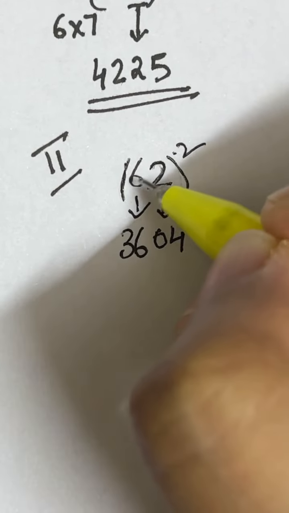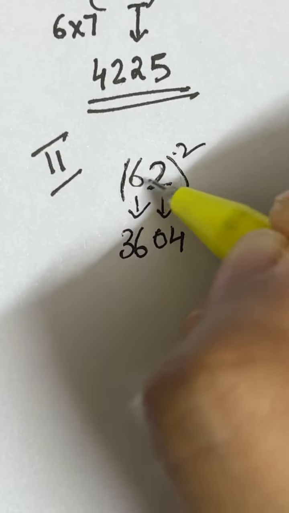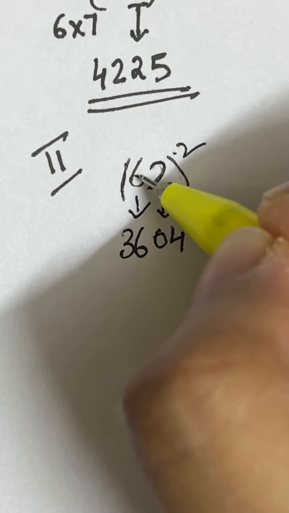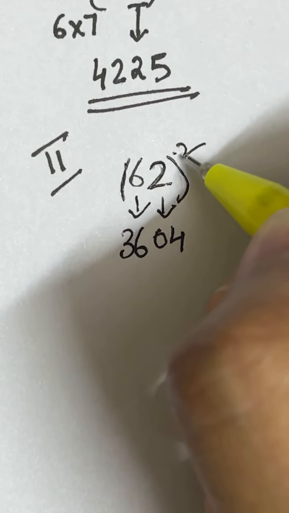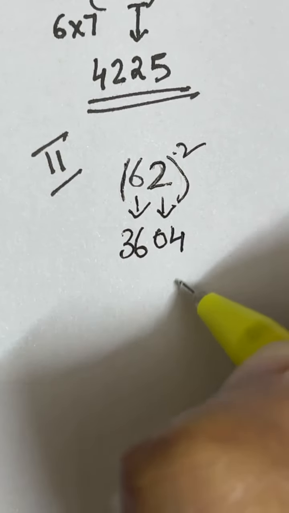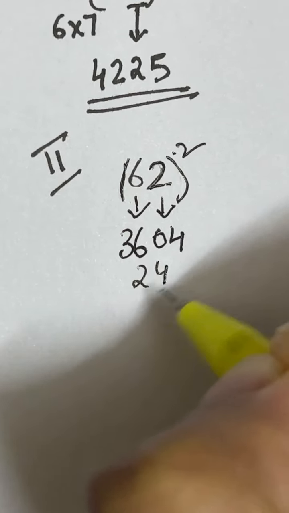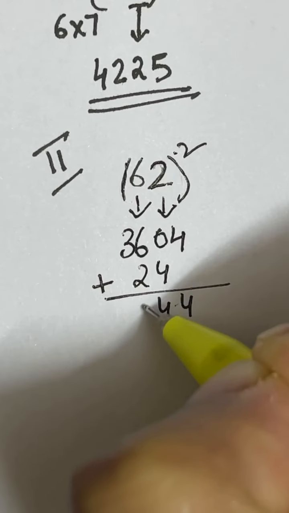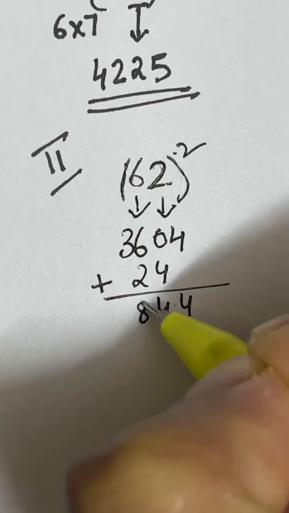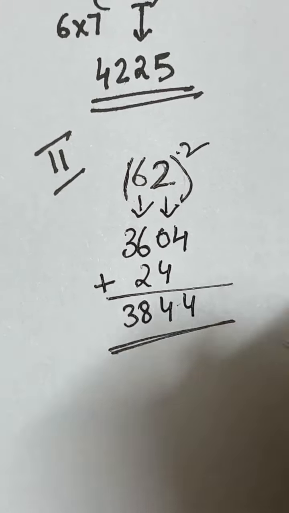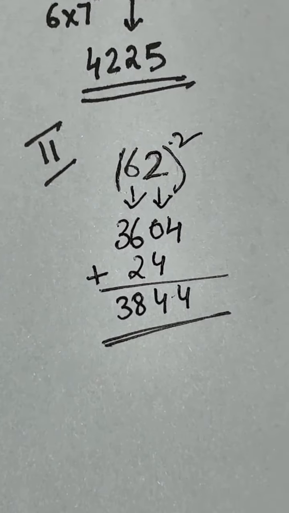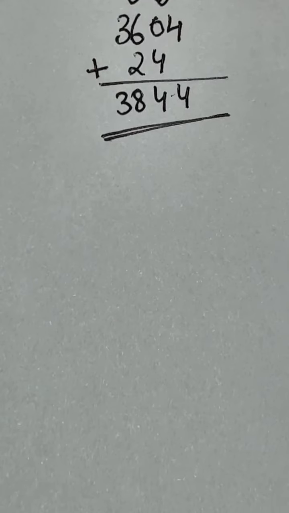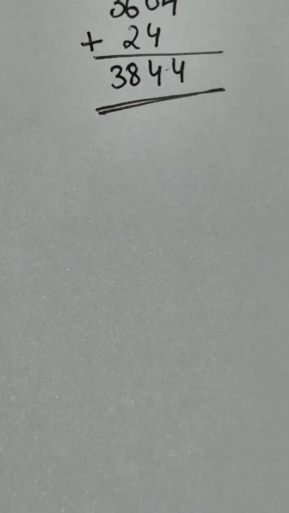And then you multiply all the three numbers given here. 6 times 2 times 2 gives you 6 times 2 is 12, 12 times 2 is 24. So you write it leaving one digit from the right hand side, and then you add up. So you have 4, 4, 8 and 3. So your answer is 3844. So that's how the second trick goes. You can multiply any number with that method.